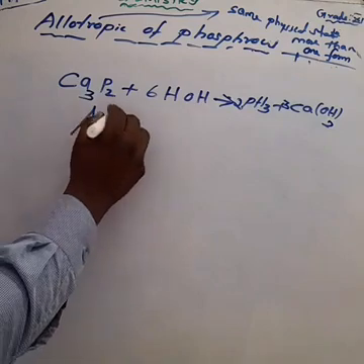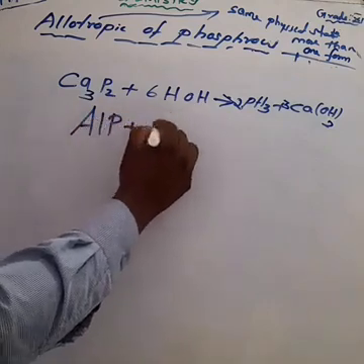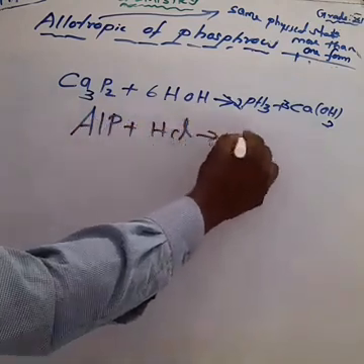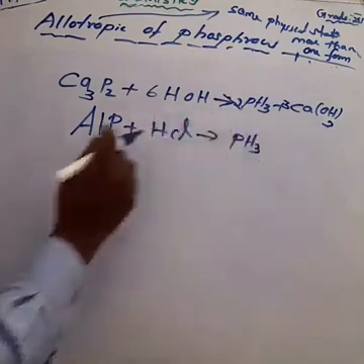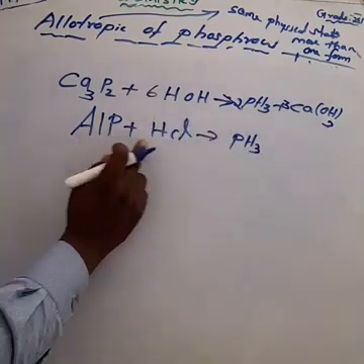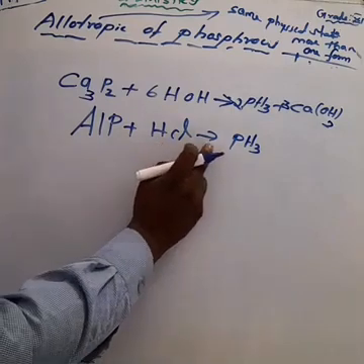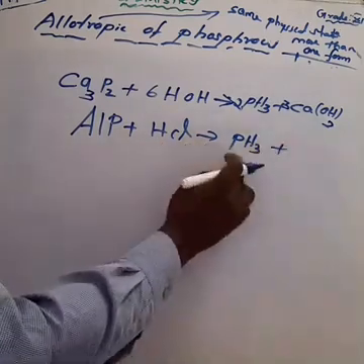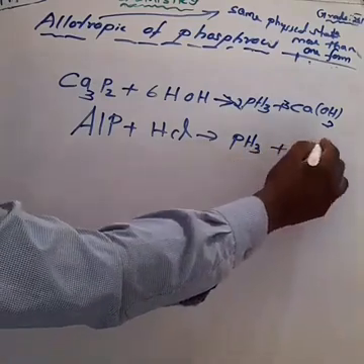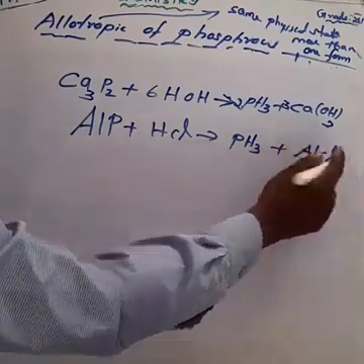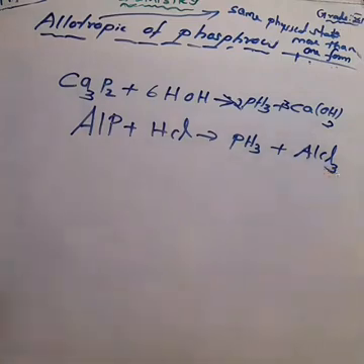Aluminum phosphide reacts with hydrochloric acid. We get phosphine gas and also aluminum chloride. We can write the equation: aluminum phosphide AlP plus hydrochloric acid HCl gives phosphine PH3 gas plus aluminum combines with the chlorine to form aluminum chloride AlCl3.